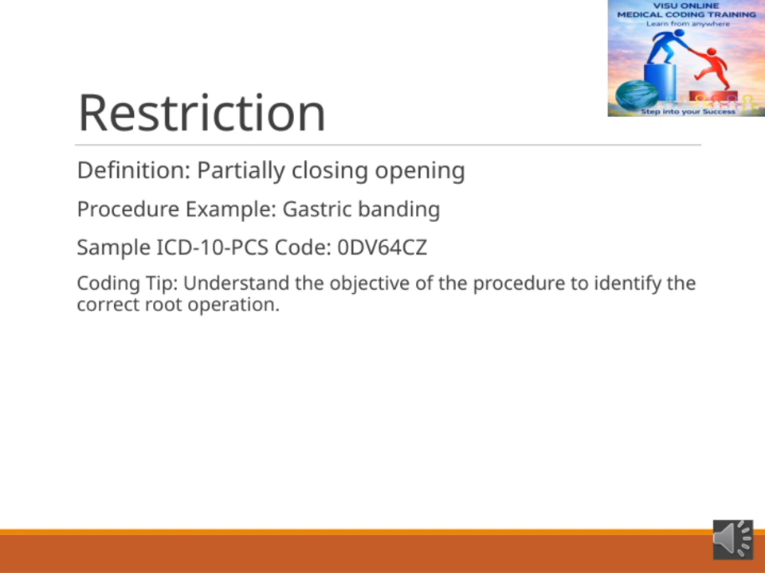By doing so, you'll be better equipped to identify the correct root operation, which is crucial for accurate coding. So, whether you're reviewing procedures or assigning codes, always keep in mind the goal of the intervention. It helps to clarify the coding process and ensures precision. This ties back to our overall theme of understanding the nuances in procedural coding to improve accuracy and consistency.